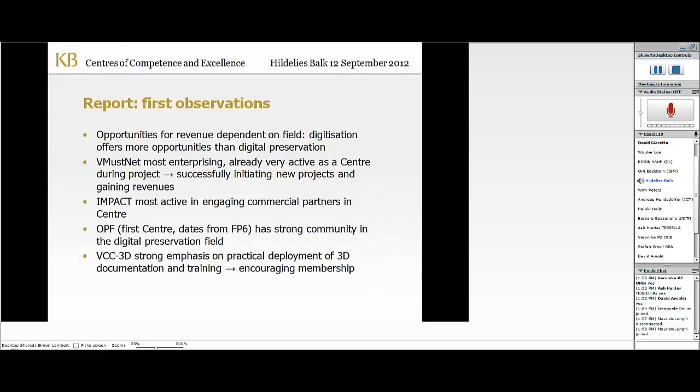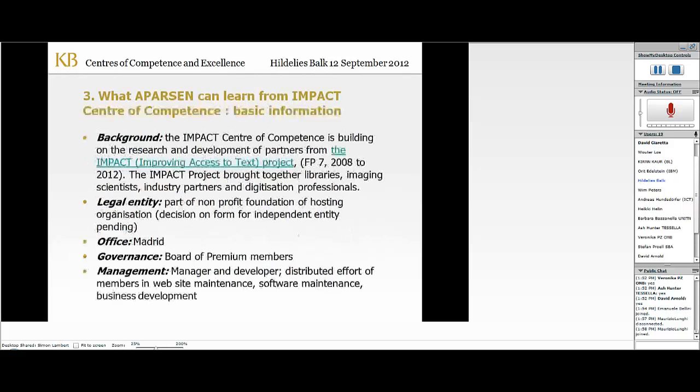Yeah, I've noticed that. And I've seen that the 3D CodeForm Virtual Center has a strong emphasis on the practical deployment that encourages membership. But I'm sure that David Arnold will talk about that more later. Okay, next, please.